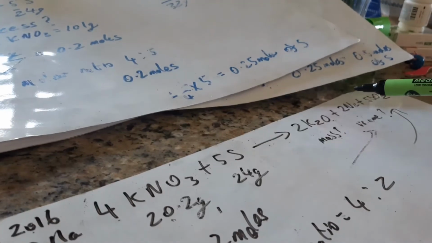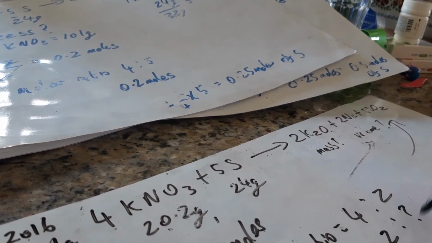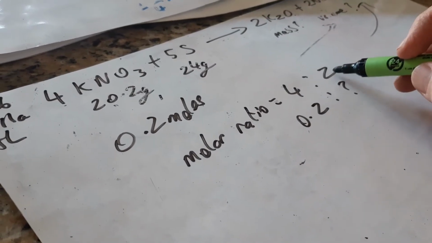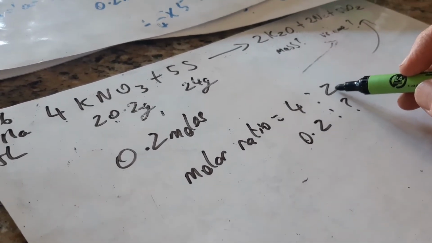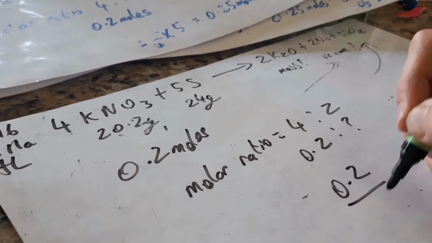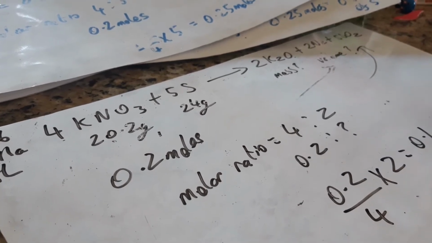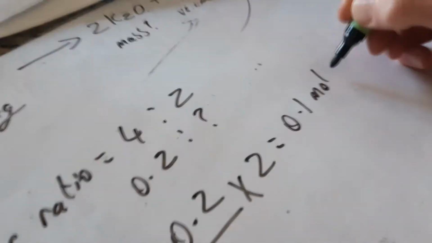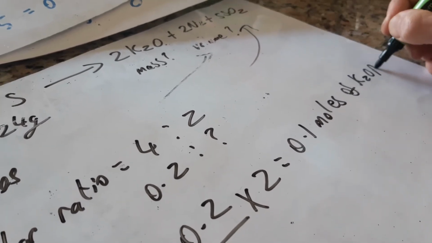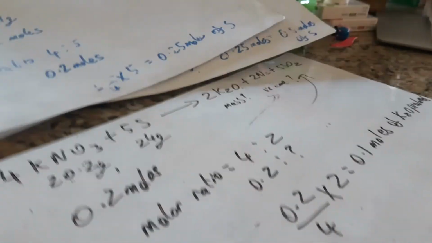It's given to me. So all I have to do, bearing in mind I started with 0.2 moles of potassium nitrate, is work out how many moles of potassium oxide that's going to produce. That's really easy to do. I just divide by 4, multiply by 2, or basically divide by 2, and I get 0.1 moles of potassium oxide produced. And of course, the question says, what mass is that?